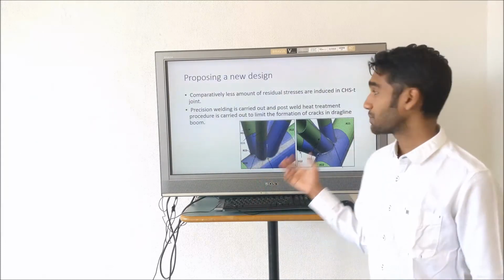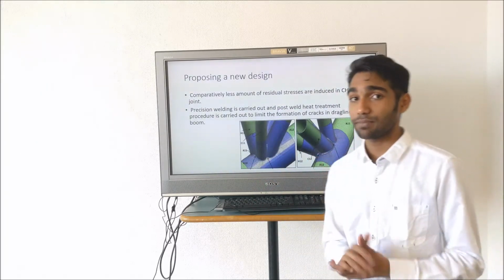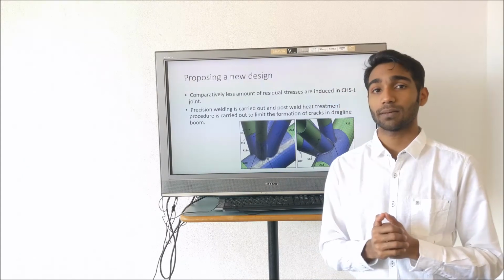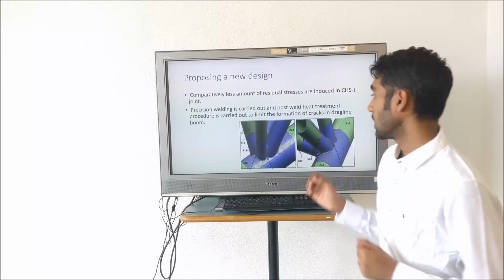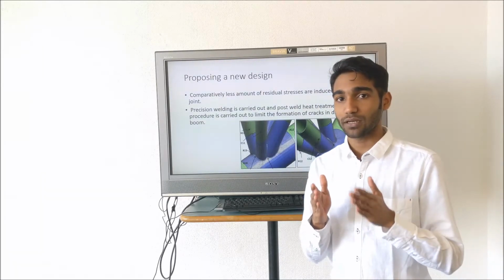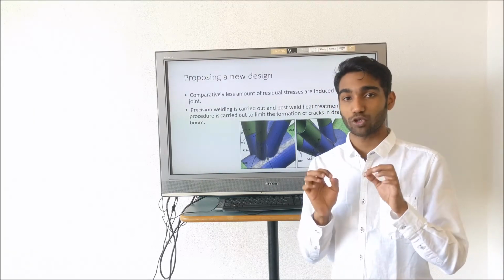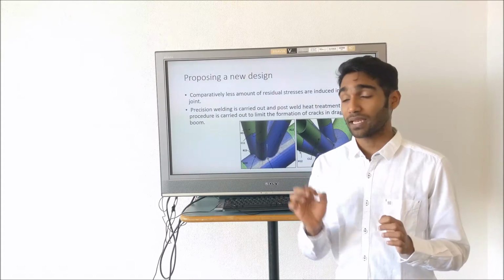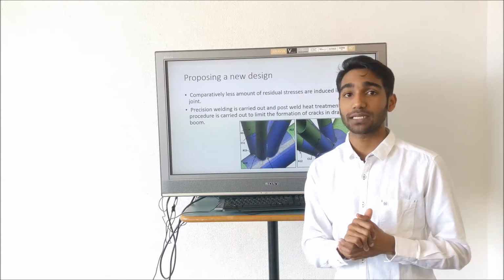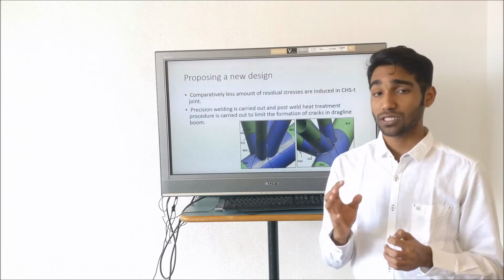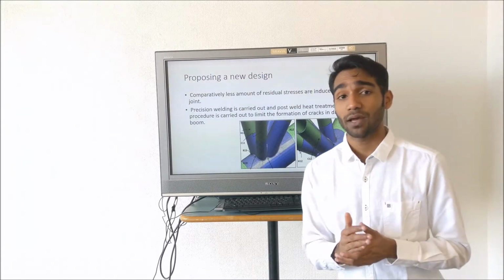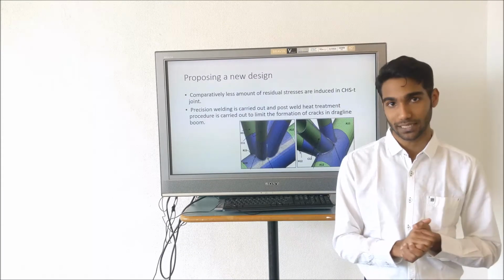Now continuing with the proposed design. As I said before, weld profile is an important parameter that needs to be taken into consideration. In the formation of side bracings, we make use of T-weld joints, and any irregularities in welding can result in the formation of high residual stresses. In order to eliminate this, we make use of precision welding techniques.